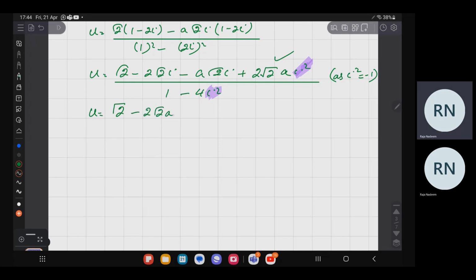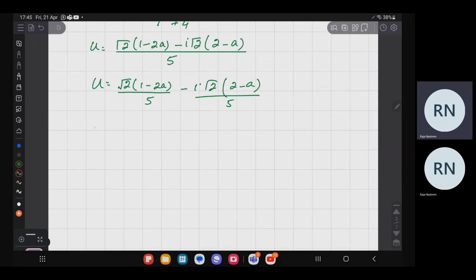And then I'll take minus iota common, which is 2 under root 2 minus a under root 2, and in the denominator I have 1 plus 4. If I take under root 2 common, so it is 1 minus 2 a, and here what can I take common? Under root 2, and iota is already outside. So this is the step written in the form of x plus iota y, the real part and the imaginary part.